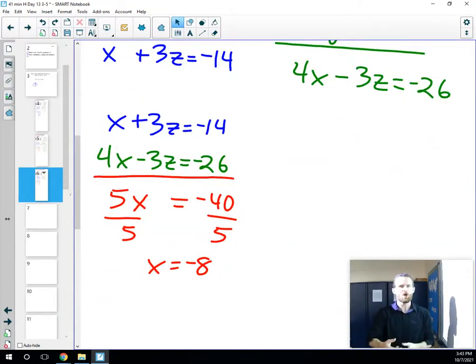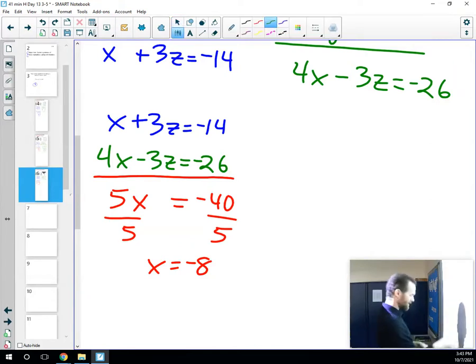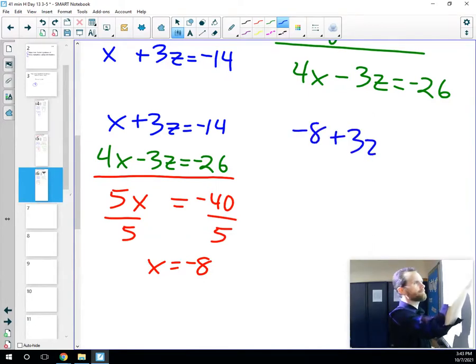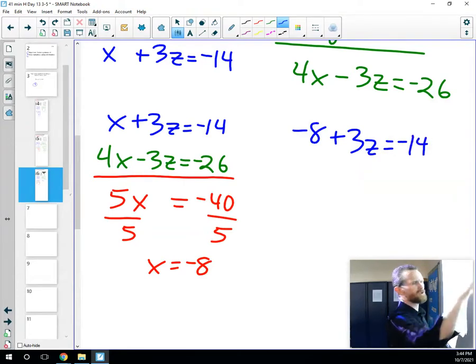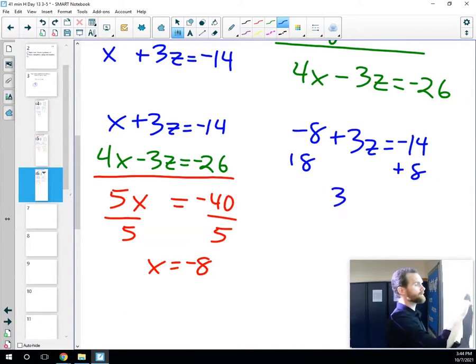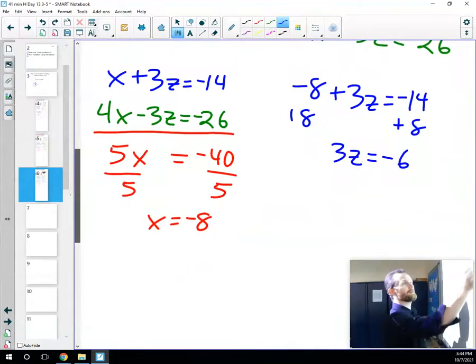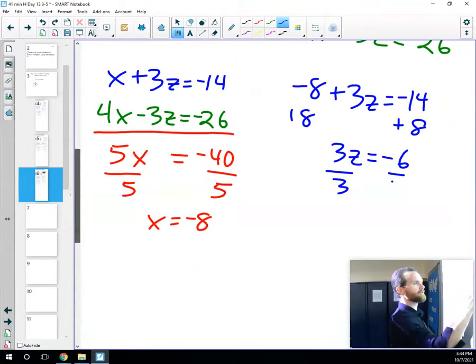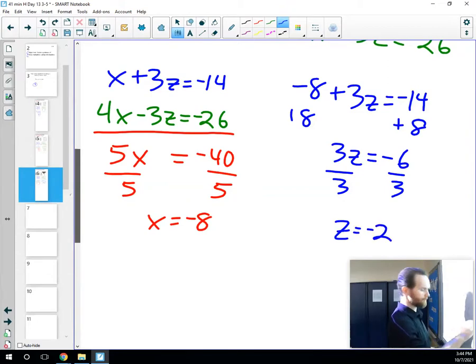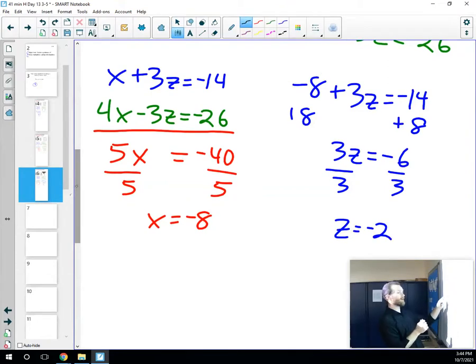Now we can plug back in to one of our 2-variable equations to get an answer for z, our second unknown. Let's use the green one just because they're already lined up. Actually, no, let's use the blue because the blue is going to be a little easier. There's a coefficient of 1, so that's just negative 8 plus 3z equals negative 14. Then we can add 8 to both sides. We get 3z equals negative 6. Divide both sides by 3, and we get z equals negative 2. Add that to our answer line, negative 2.